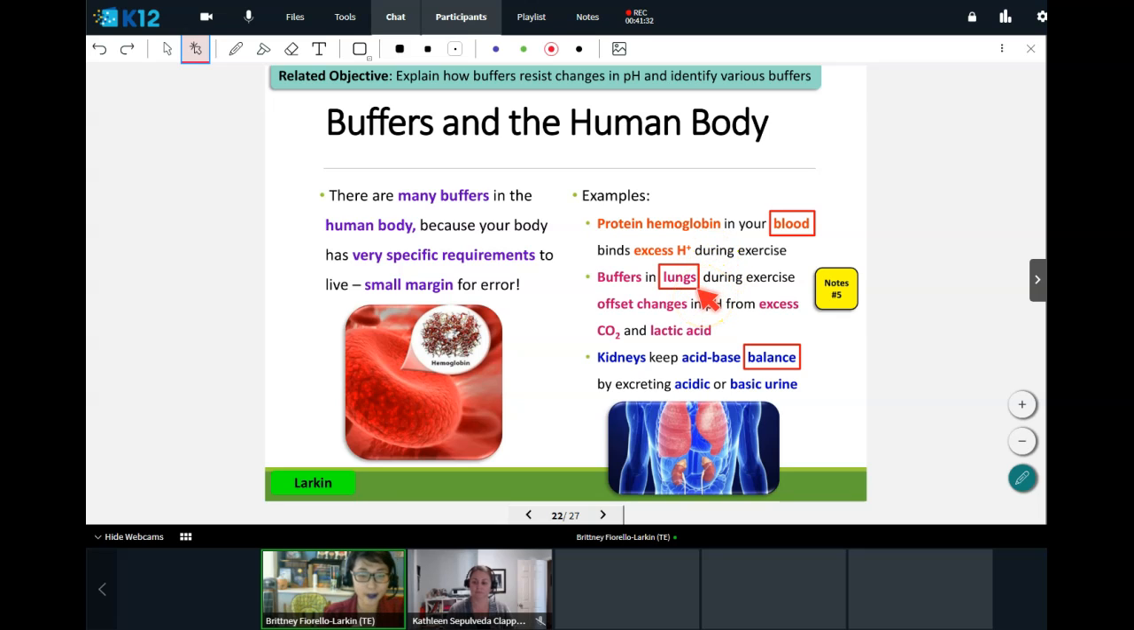Same thing with your lungs. As you exercise, your lungs build up CO2 and lactic acid, both of which make your lungs more acidic. So buffers in your lungs help to balance that out and bring it back to being more neutral, less acidic. And finally, your kidneys also help to keep acid-base balance in your body. They can excrete acidic urine or basic urine depending on if your body is too acidic or too basic.